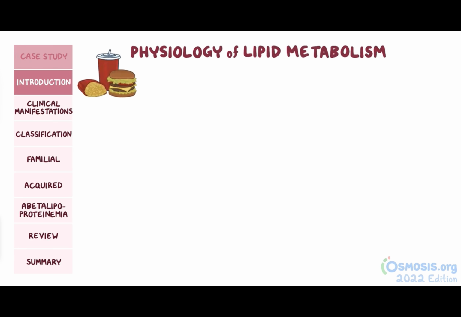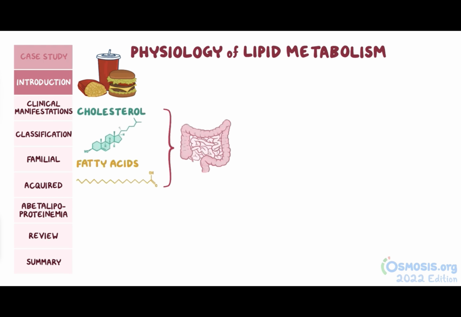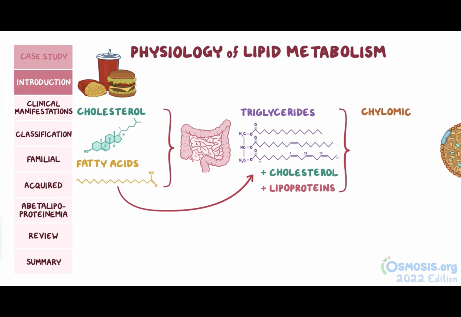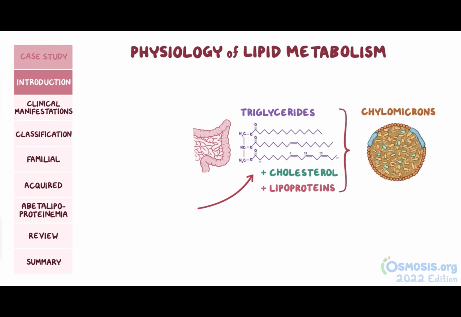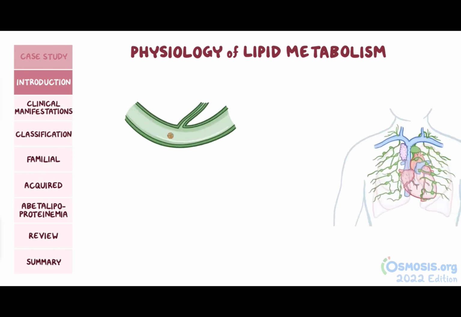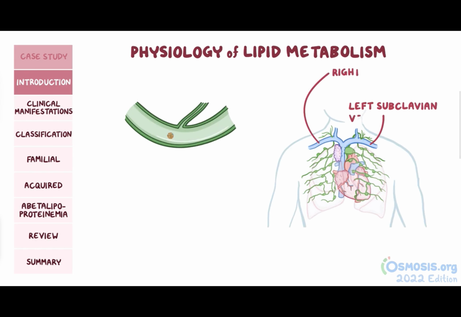After eating a fatty meal, cholesterol and fatty acids enter the intestinal cells. The fatty acids are assembled into triglycerides, and then they, along with a small amount of cholesterol, are packaged together with lipoproteins to form chylomicrons. Chylomicrons move into the lymphatic vessels and eventually end up getting emptied into the left and right subclavian veins, where they enter into the blood.